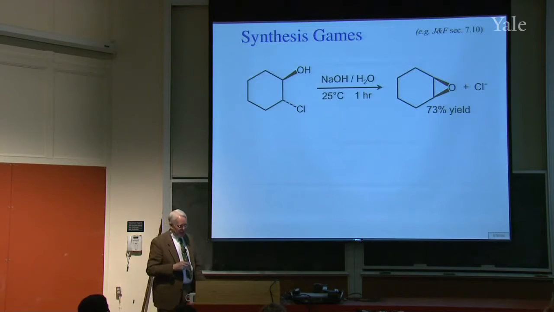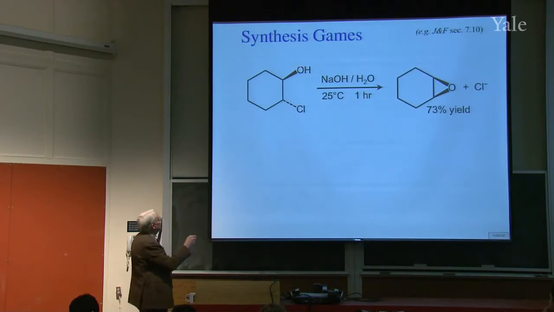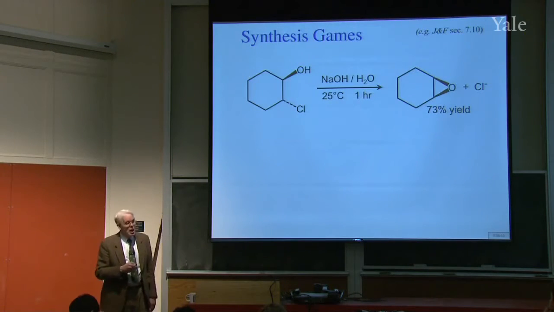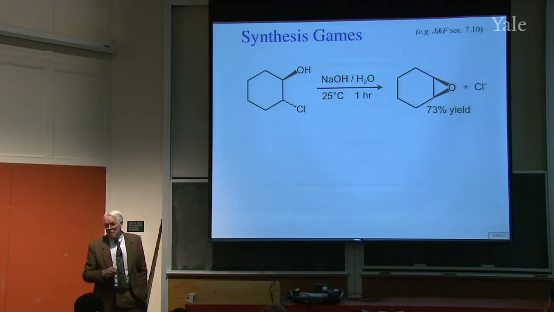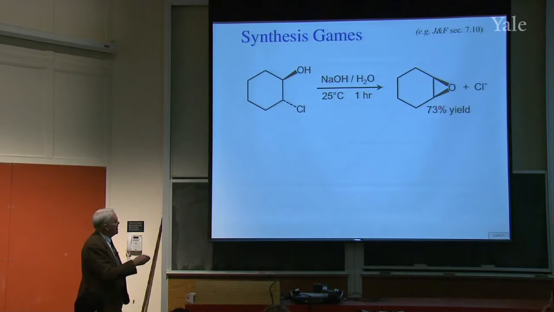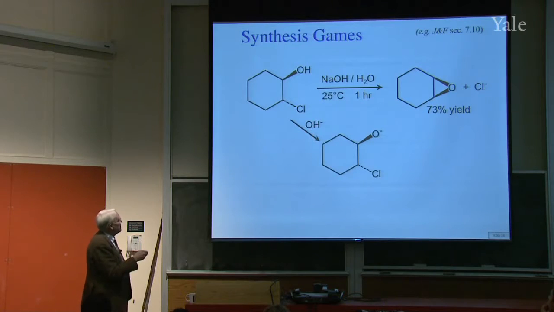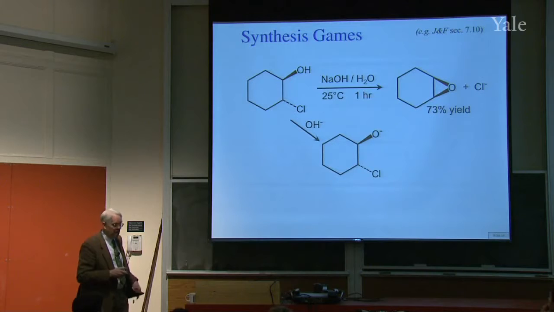Or here's another interesting synthetic intermediate. If you start with a compound that has OH and chlorine on adjacent atoms, and notice it has one in the front and one in the back, right? And you treat this with base, it gives this funny ether, an ether that's a three-membered ring, and it does so in pretty good yield, right? How does it do it? Well, hydroxide takes off this proton, and can you see what happens next?